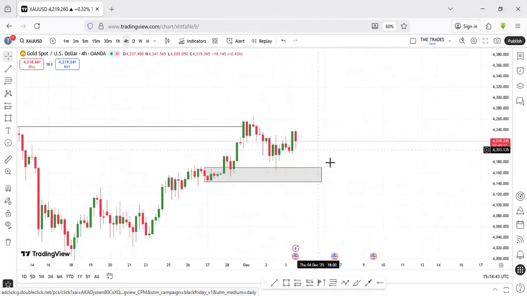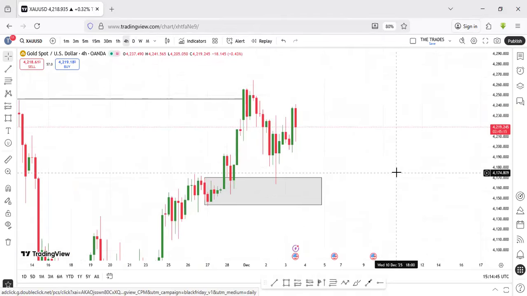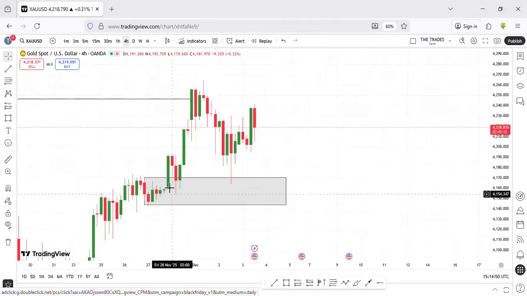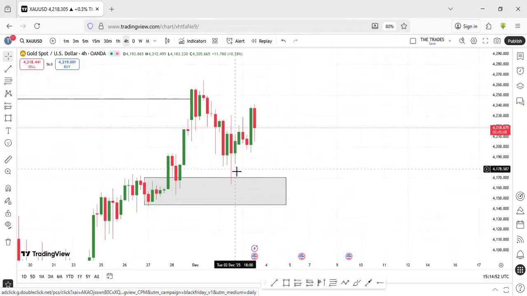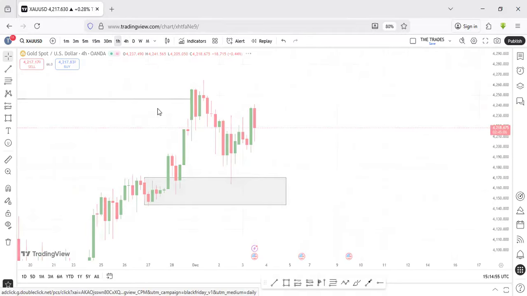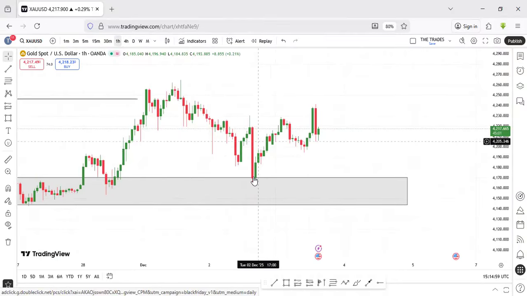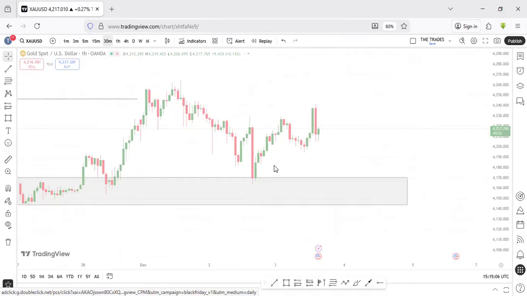So in this situation, what are we expecting? Now we are expecting more continuation to the upside. Why? Because this liquidity has already been taken, and the market right now has changed trend from creating a series of lower lows and lower highs to now creating what? Higher highs and higher lows. Why? Because when we go to 30 minutes, we can see that this market actually swept liquidity before we started seeing this break of structure to the upside.